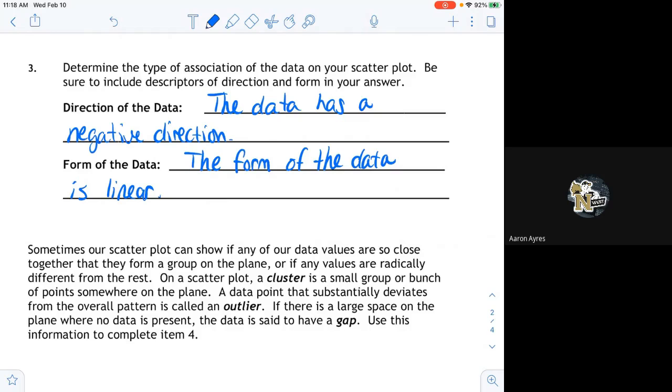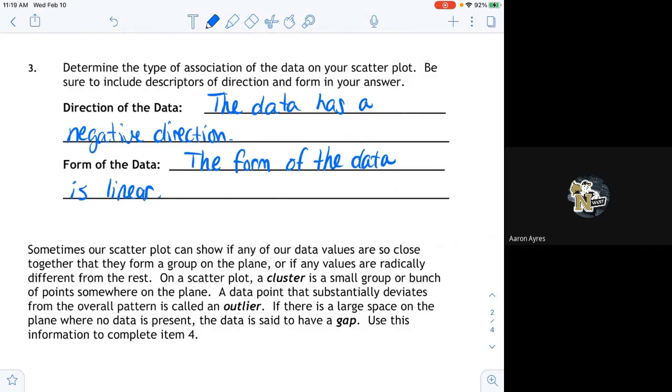Sometimes we have some unique situations happen with our data. For example, if we see a group of data values close together, we call that a cluster. They can appear at certain points all over our entire scatter plot. So if you have 3 or 4 points that are kind of all in a little group by themselves, we call that a cluster. And gaps usually separate clusters. A gap's a space in your scatter plot where there's no data. So we're looking for those too sometimes.